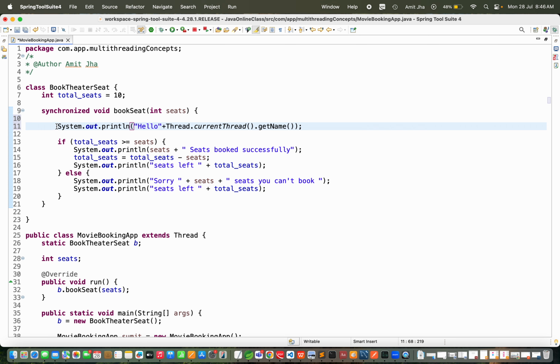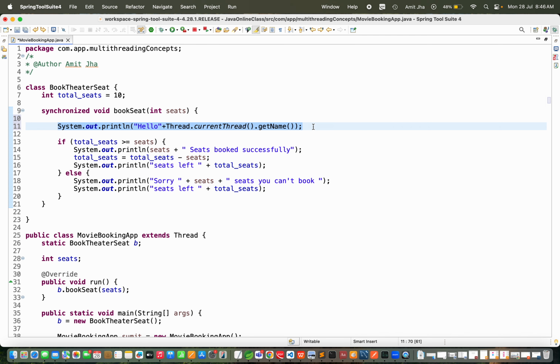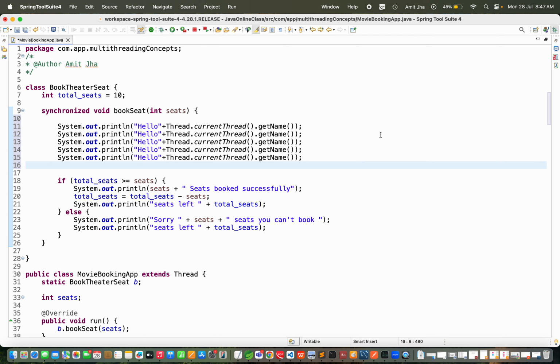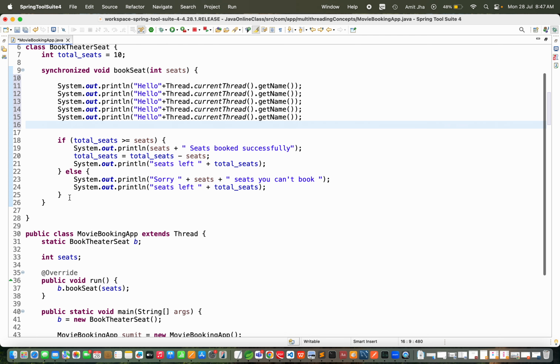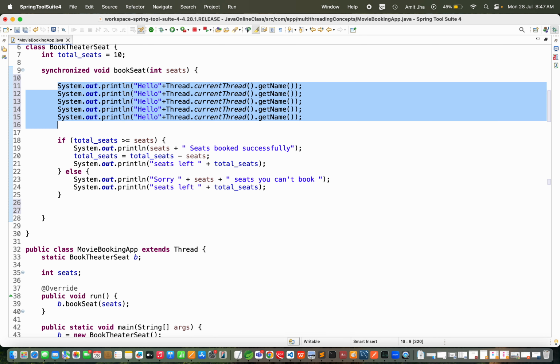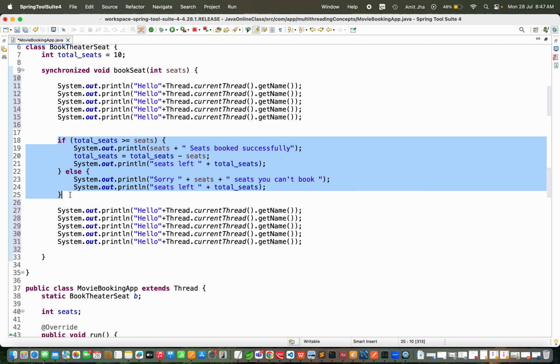Guys, see, suppose in this method I am writing some more lines. Some more lines I am going to write, guys. See, this 5 lines I have added, and another 5 lines I have added in this place as well. So I have added 10 lines. Earlier it was only 7 to 8 lines, right? But I've added 10 lines extra.